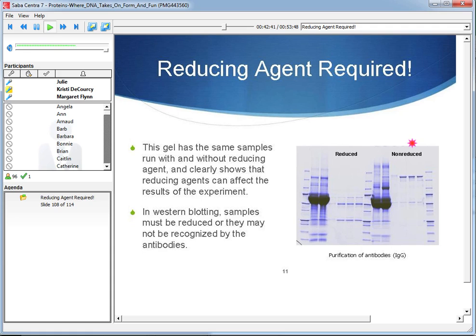You can see there's a huge difference in the way they appear here. And one other thing to remember, if you're doing Western blotting, in a lot of cases the antibodies won't bind to proteins unless they're reduced. So you definitely want to think about using a reducing agent if you're doing a Western.